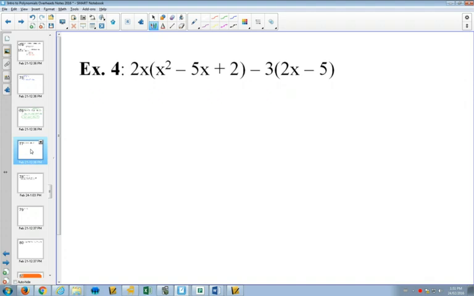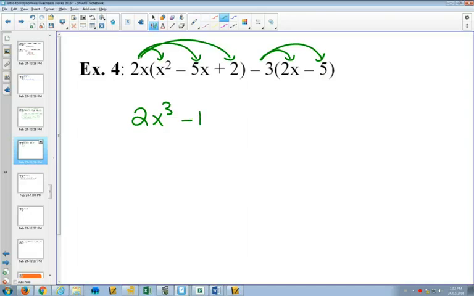So we got a number outside the brackets. This 2x is going to get multiplied by each of these terms in this trinomial. The minus 3 is going to get multiplied by each of the terms in that binomial. 2x times x will be 2x cubed. 2x times minus 5x. Multiply the numbers, multiply the variables. 2x times 2, minus 3 times 2, minus 3 times minus 5, plus 15.